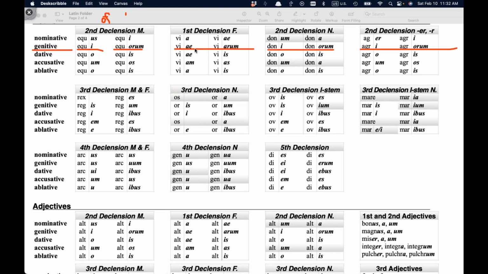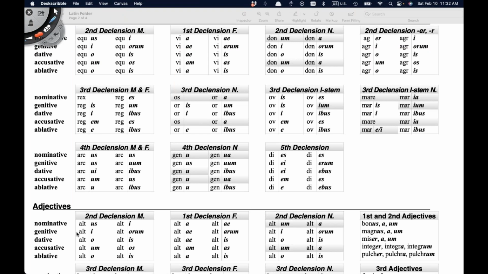Viarum means of the roads. Viarum, sorry, let me do that one again. Viae means of the road. Viarum means of the roads. Doni means of the gift. Donorum means of the gifts. Agri means of the field. And agrorum means of the fields. And those are the endings for the nouns for the genitive case.